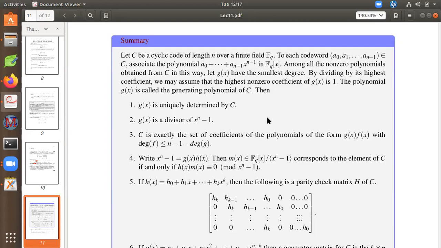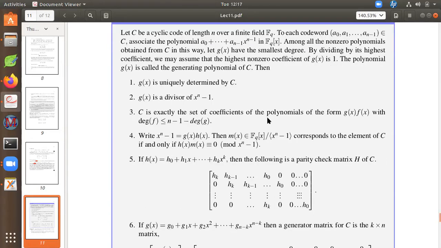Again, a fact: g of x is a divisor of x power n minus 1. Again a fact, we'll prove it. C is exactly the set of the coefficients of the polynomials g of x into f of x, where the degree of f is less than or equal to n minus 1 minus degree of g. So we write x power n minus 1 is equal to g of x into h of x.